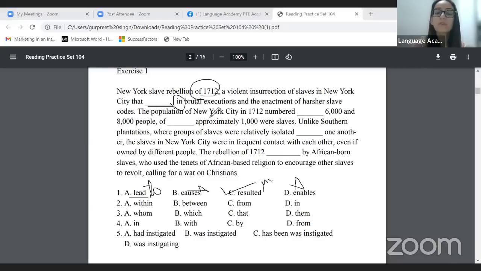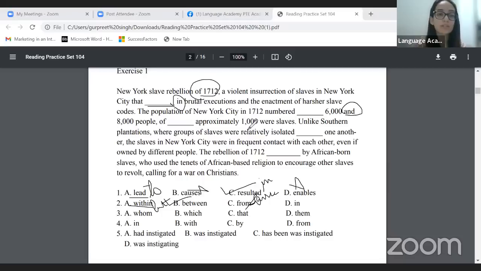The population of New York City in 1712 numbered dash 6,000 and 8,000 people. So whenever we have two things, we always go with between these two. So within is used for limit. We did this yesterday as well. From is used with source, and in is a basic preposition that we all understand. So the population numbered between 6,000 and 8,000 people, of dash 1,000 were slaves.